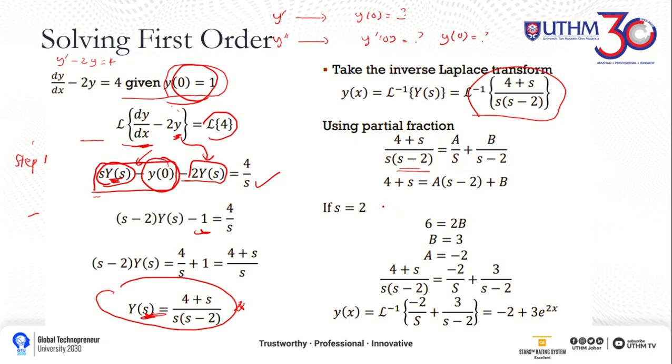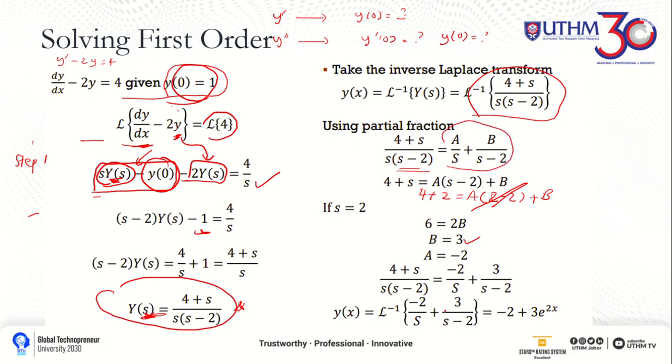Since this one, if s equals 2, you will get 4 plus 2 equals A times (2 minus 2) plus B. So 2 minus 2 is 0, so this cancels, and you will get B equals 3. Then after that you substitute, and you will get the value of A is negative 2. When we obtain the values of A and B, substitute them into the partial fraction.